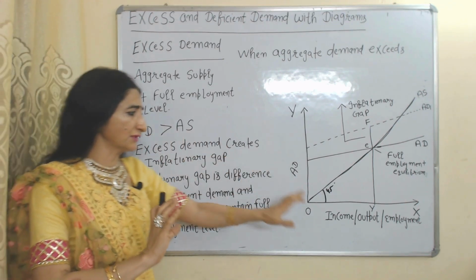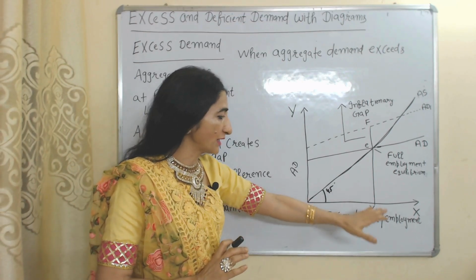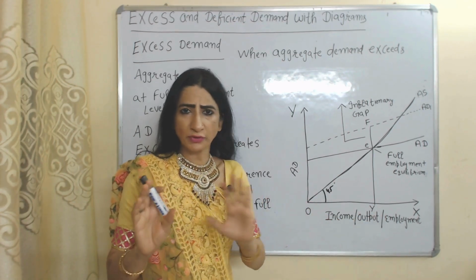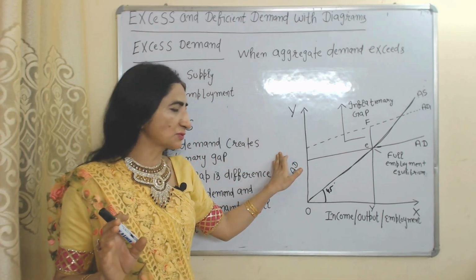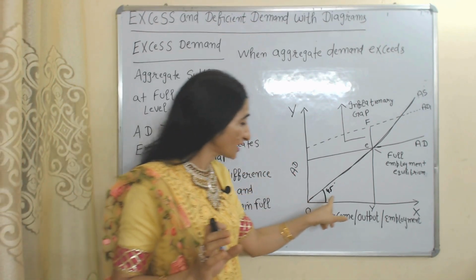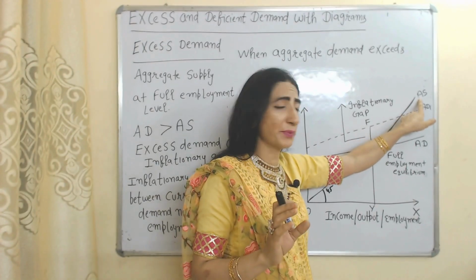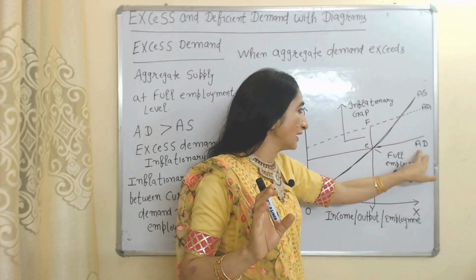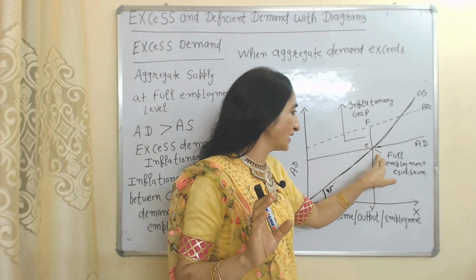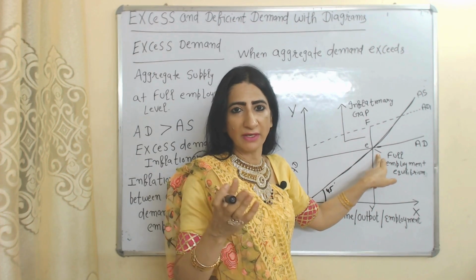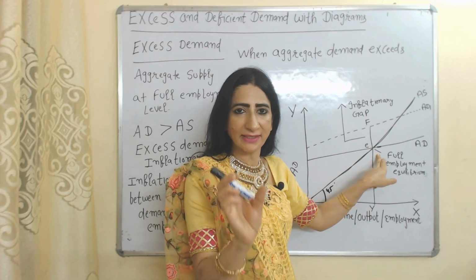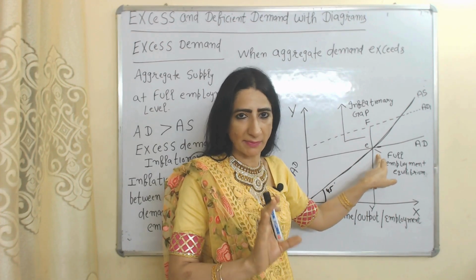Everything we will understand with the help of this diagram. On x-axis we have income, output or employment. On y-axis we have aggregate demand. This 45-degree line represents aggregate supply. AD is aggregate demand. E is full employment level because at this point aggregate demand is equal to aggregate supply.